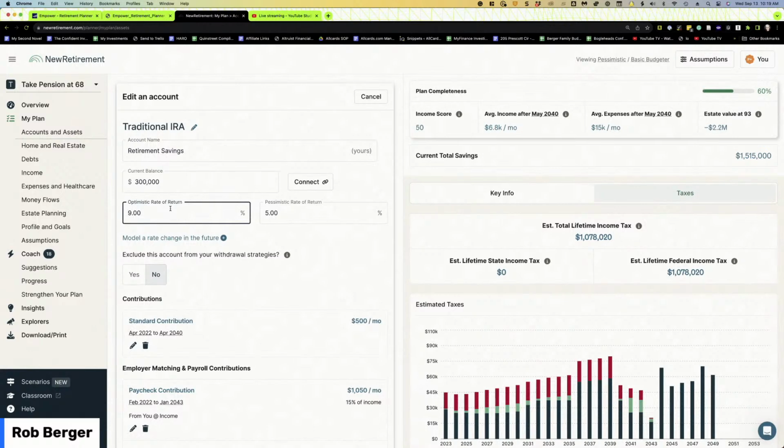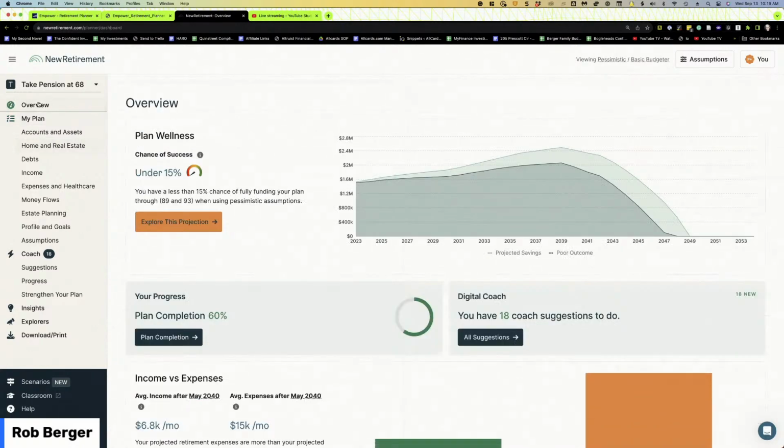But the point is, you're going to put whatever you put in here. Again, you can use Portfolio Visualizer to look at historical data. A lot of folks do that. But once you've got that data in there, we'll go to the overview. You see that we've got a 15% chance of success. That's not very good, is it?